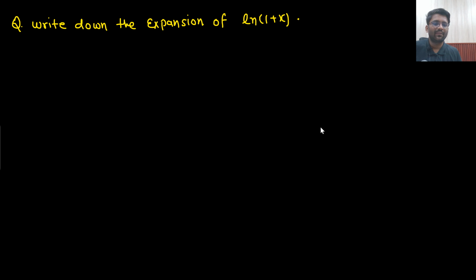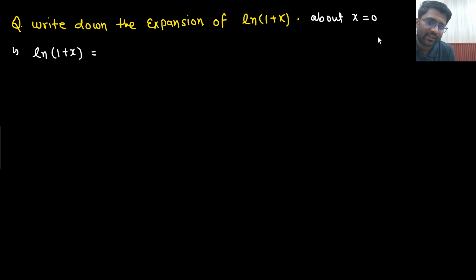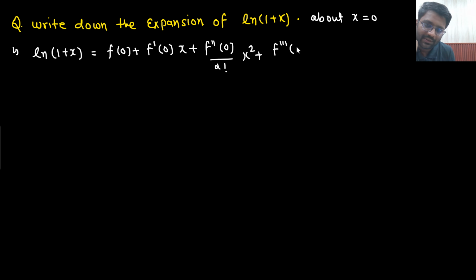Write down the expansion of ln 1 plus x. You are not going to apply the formula. Which formula? That formula that we have studied. "Sir, ln 1 plus x, what I can do is that I can apply the formula." Write down the expansion about x equals 0. If nothing is mentioned, that means they are talking about x equals 0 only. "So sir, what I will do? f of 0, then f dash 0 times x plus f double dash 0 divided by 2 factorial x square, then f triple dash 0 divided by 3 factorial x cube, and so on. This is what I will do, sir."